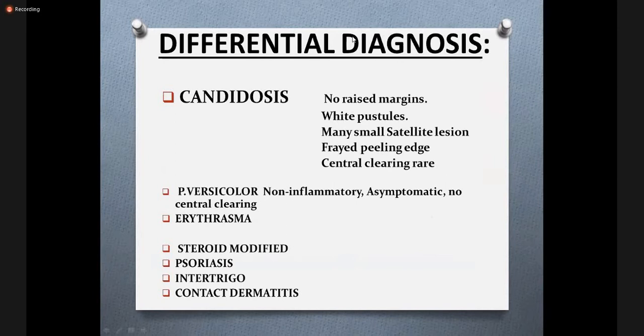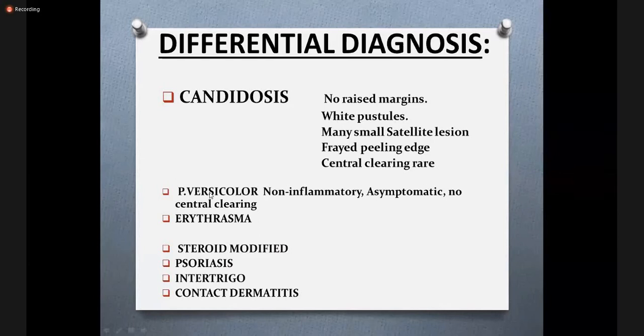Now the differentials. As I said, candidiasis is one of the common differentials of tinea cruris. There is no raised margin, and a white pustule can be present, with many small satellite lesions in candidiasis. While in tinea cruris there are no or few satellite lesions. In candidiasis there is no central clearing, while in tinea cruris there is central clearing. And the margins in tinea cruris are more well demarcated, with a frayed peeling edge. I will show you the picture in the next slide.